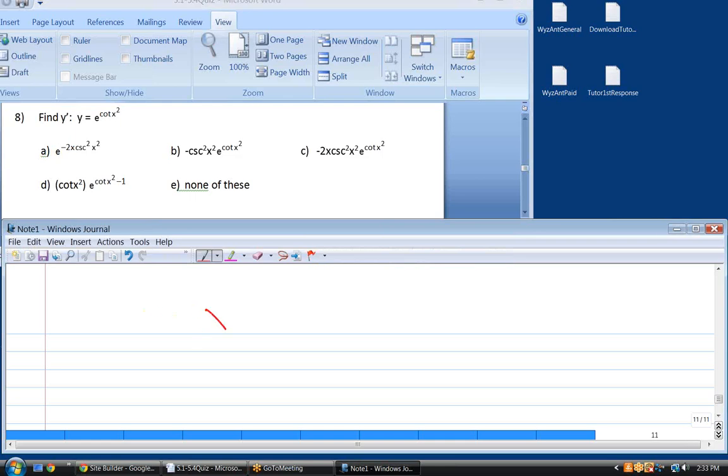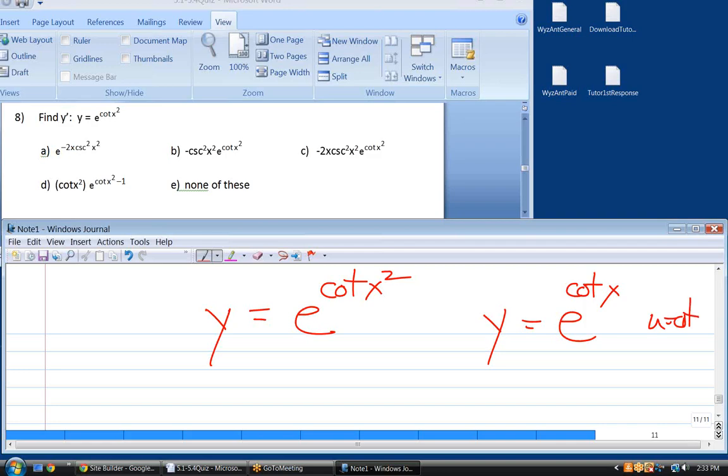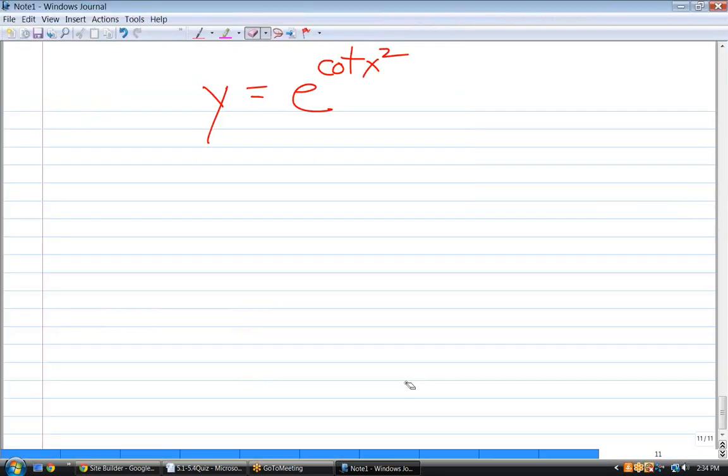Another one that looks like it has a double inside: e to the cotangent of x squared. In other words, this would be a single inside, where u would be cotangent of x. Here, u is going to be cotangent of x squared. So there's two ways to do it. You can go through the u substitution, or you can recognize that it's just a double inside, and we're always going to take the derivative of the outside times the derivative of the inside times the derivative of the inside.